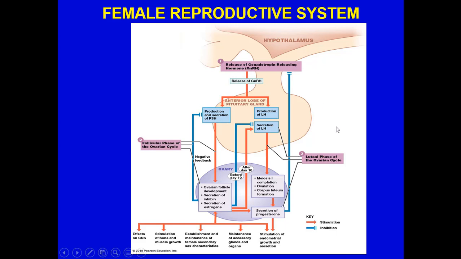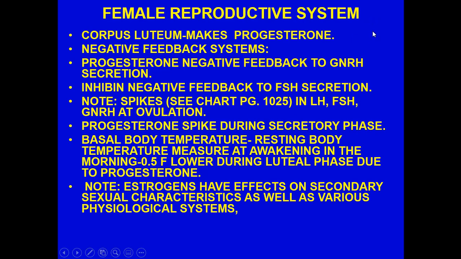The impact of inhibin is to also modulate the secretion of FSH, so that it turns it up and turns it down depending on the state of ovulation at the time. Okay? Now, I've talked about inhibin being negative feedback. I've talked about progesterone being negative feedback to GnRH. I want you to note, and in a minute I'm going to show you the chart, the spikes that you see with LH, FSH, and GnRH at about the time of ovulation. The interesting thing is that progesterone has a spike later during the secretory phase.